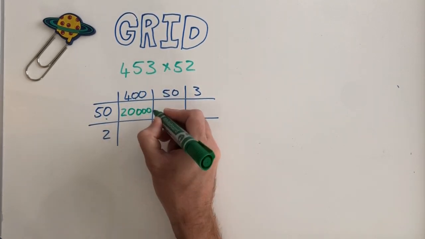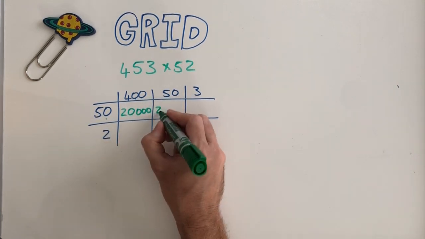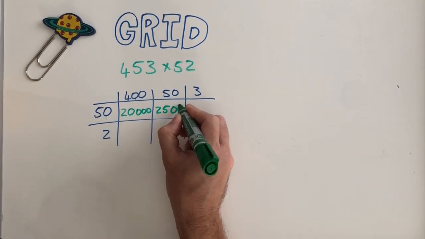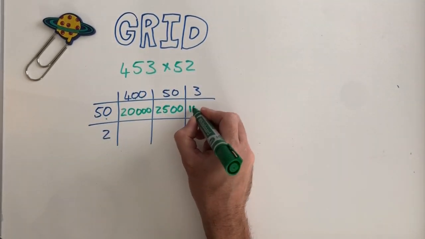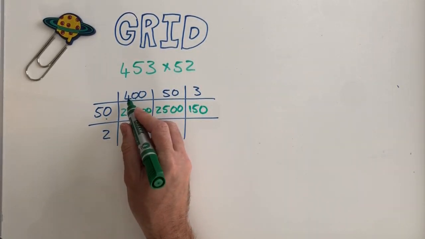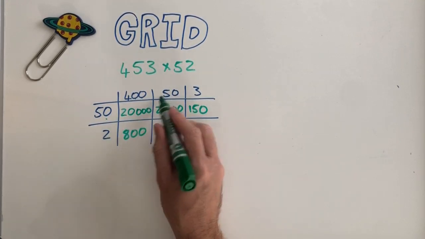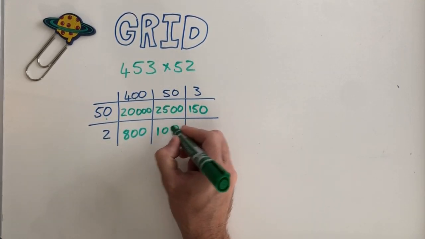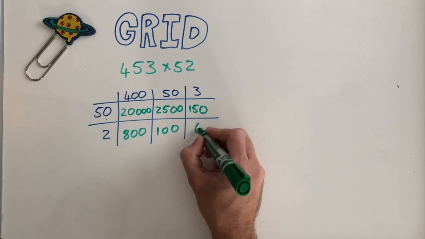And then 50 times 50, or 5 times 5, which is 25, and I just add the 2 zeros. And then 5 times 3, which is 15, and I just add the 0. In this case, again, 400 times 2 is 800. Very simple. 2 times 50 is going to be 100. And 2 times 3, let me check, what was that again? I think it's 6.